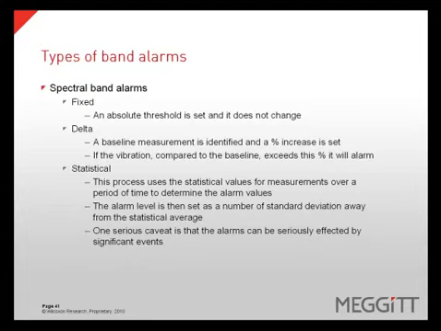A delta alarm allows the user to set a known good reference as a baseline, and a percentage of increase over that baseline is set as the alarm level. With this type of alarm, it is very important to have a good baseline.